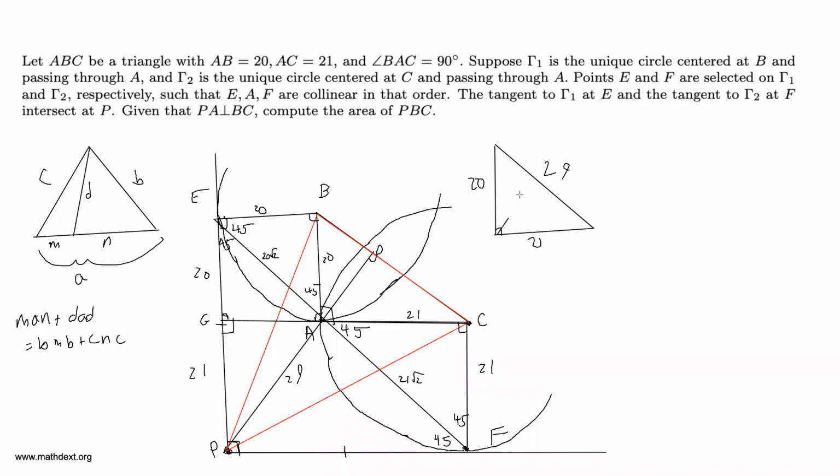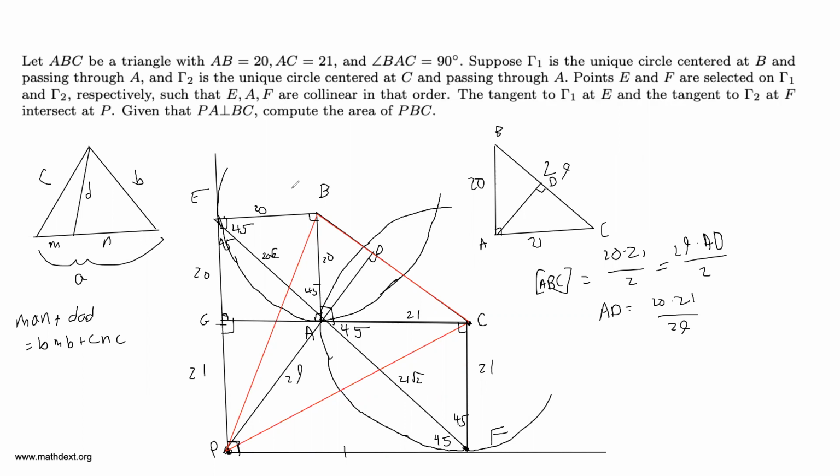Okay, then we have AD. We want to find AD, and that's not hard to do. You could do it using similar triangles, or you could realize that the area of ABC is 20 times 21 over 2, half the product of the legs. It's also equal to base times height this way, where BC is the base. So 29 times AD over 2. You can get AD equals 20 times 21 over 29.